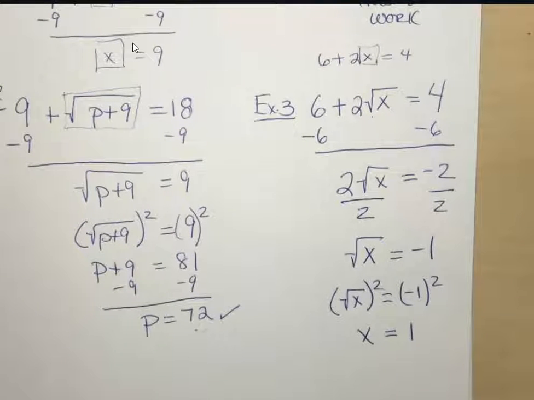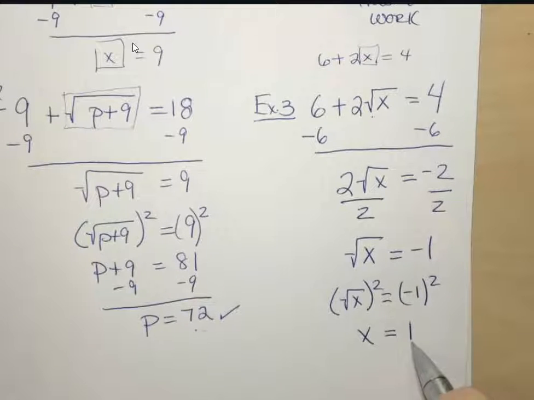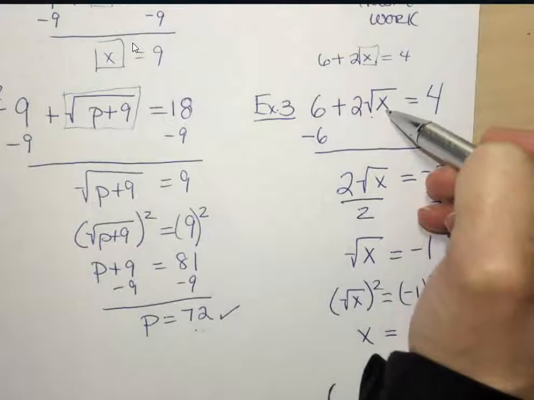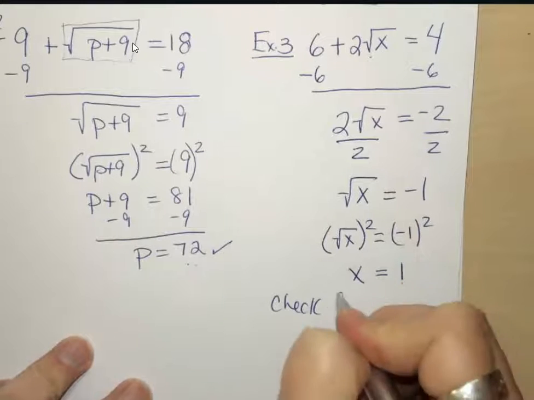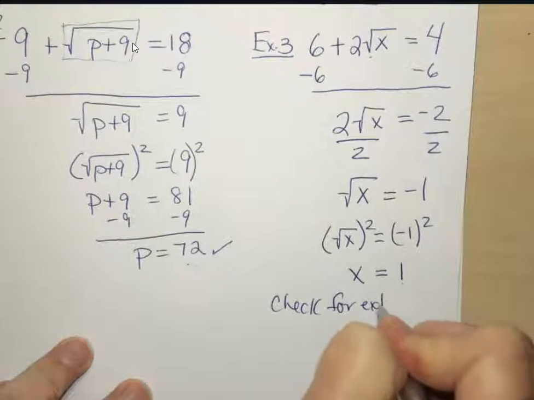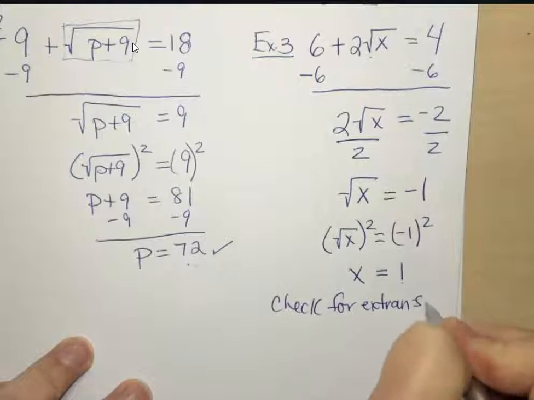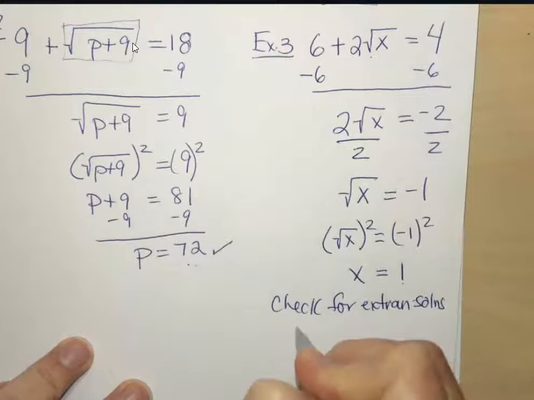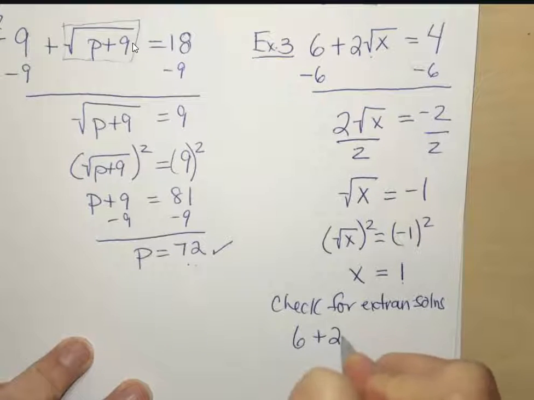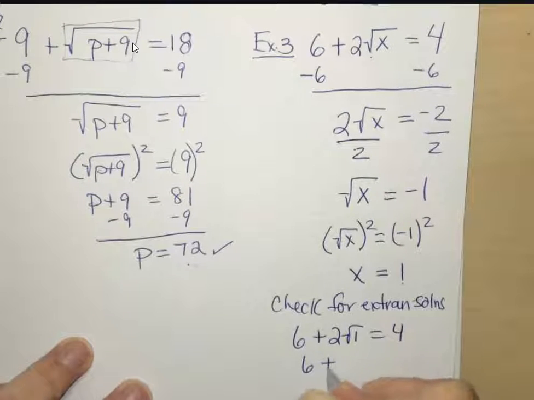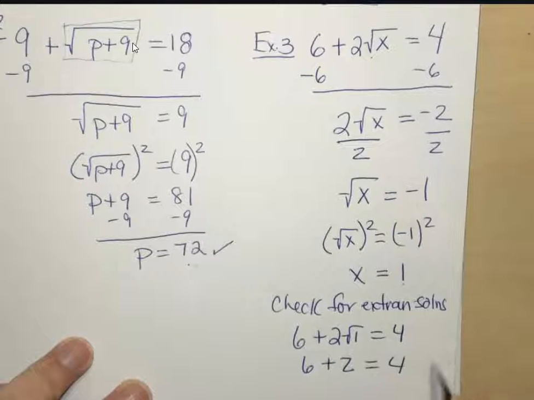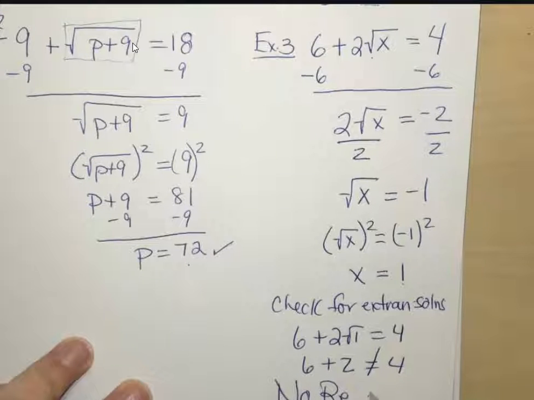Now, this is where we check for extraneous solutions. So, if I plug 1 in for x, I'm going to plug it in. Is 6 plus 2 square roots of 1 equal to 4? Is 6 plus 2 equal to 4? No. So there is no real solution.